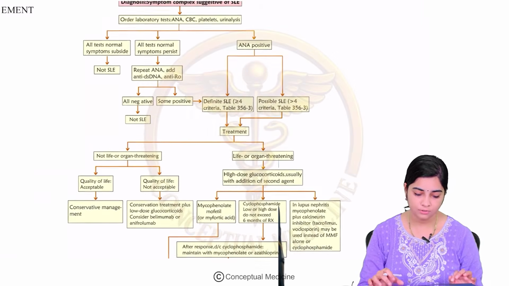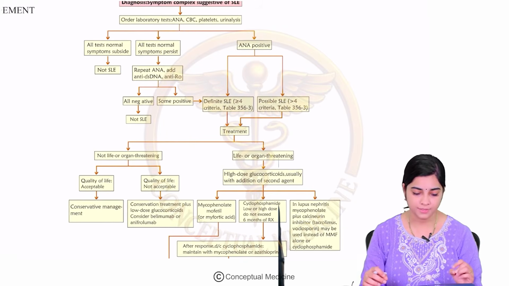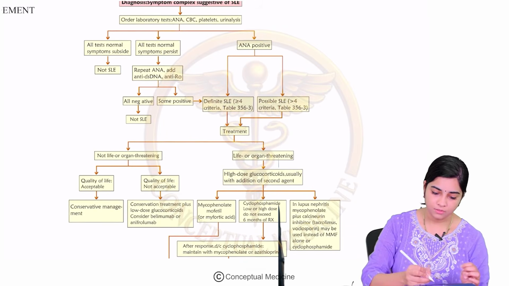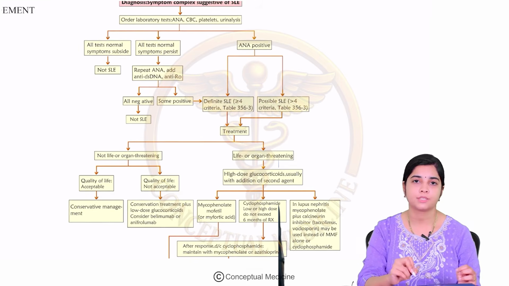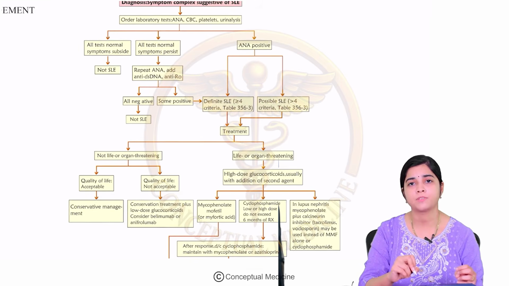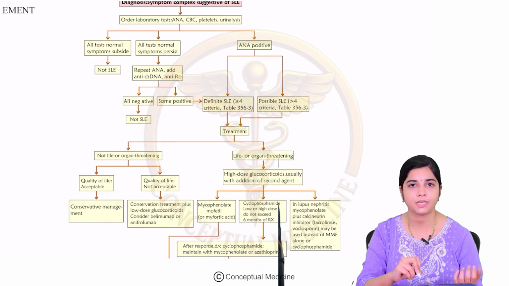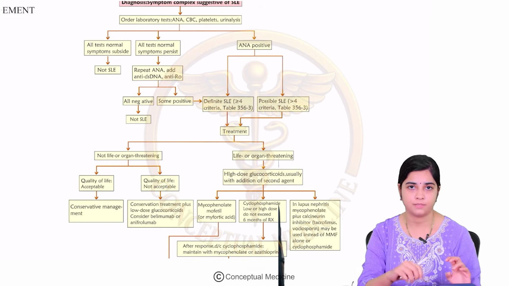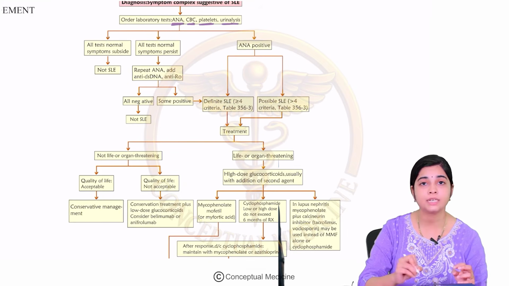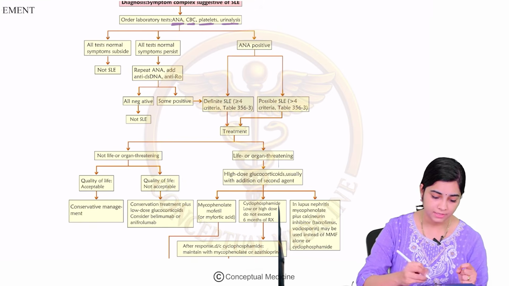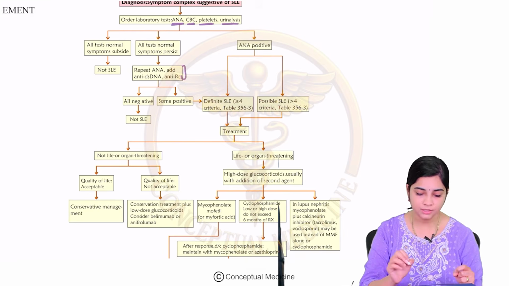Now let us go on to the management of systemic lupus erythematosus. Okay, so first you have to see whether there is a symptom complex which is suggestive of SLE. So presence of a rash, presence of fatigue, presence of arthralgias, presence of cytopenias, raised ESR. Okay, so these are the ways in which you will suspect lupus. Then you look for the laboratory tests, which include an ANA, CBC, platelets, a urine analysis to rule out lupus nephritis. Then if the tests are normal and symptoms persist, then you may have to do a repeat ANA.